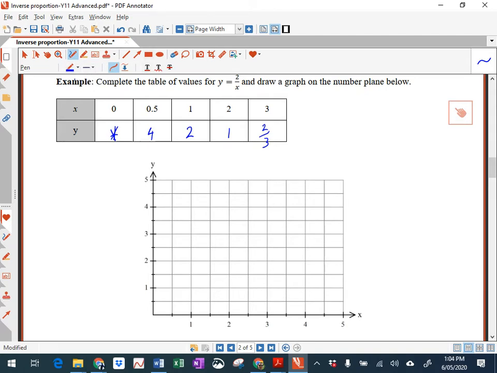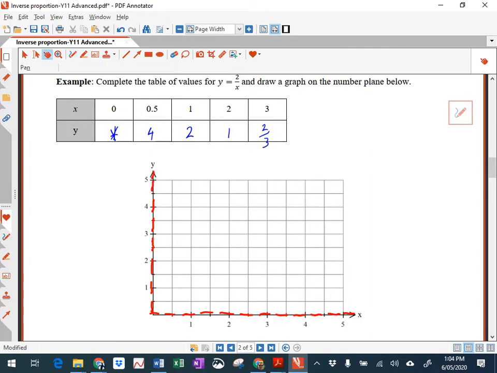Actually, no, let's keep that as it is. So let's plot those points. We're going to have, well, undefined. In fact, we could put our asymptotes in here because we know x equals 0 and y equals 0 is where the graph can't go. So I could put in my asymptotes. Here they are. So a dotted line at y equals 0 because I know that's the no-go zone, and a dotted line here on the y-axis. So they're my asymptotes.